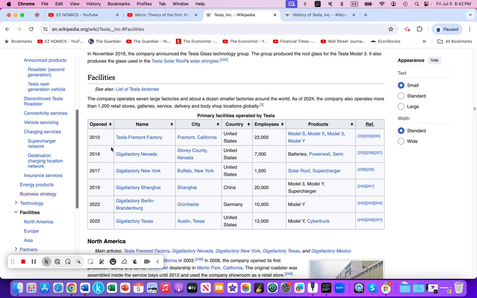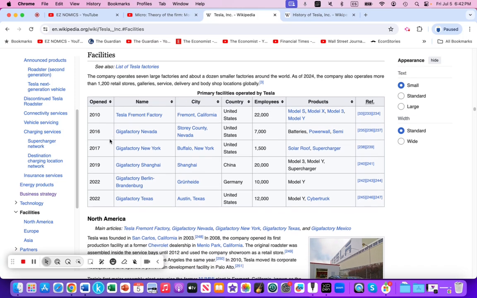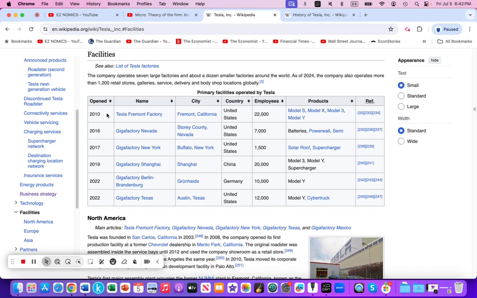That economies of scale was achieved by acquiring larger factories. So here we see the facilities in 2010. Tesla acquired the Tesla Fremont factory, 22,000 employees, producing the Model S, X, Model 3, and the Model Y.